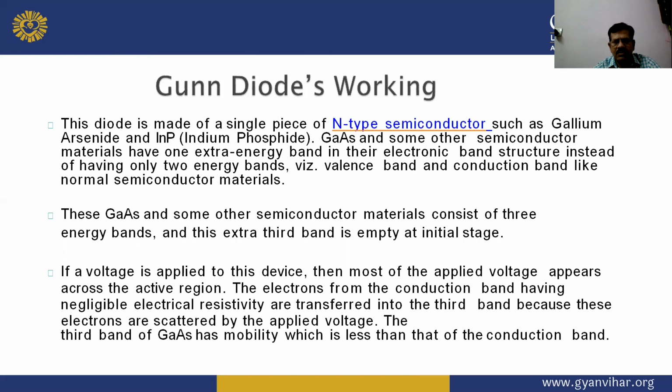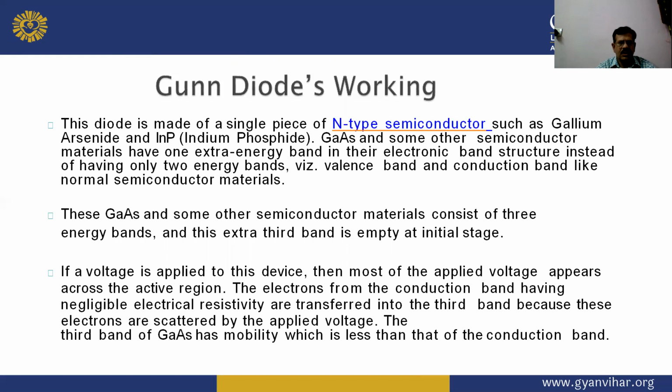Gallium arsenide and some other semiconductor materials have one extra energy band in their electronic band structure, instead of having only two energy bands, the valence band and conduction band, like normal semiconductor materials and other semiconductors like germanium.